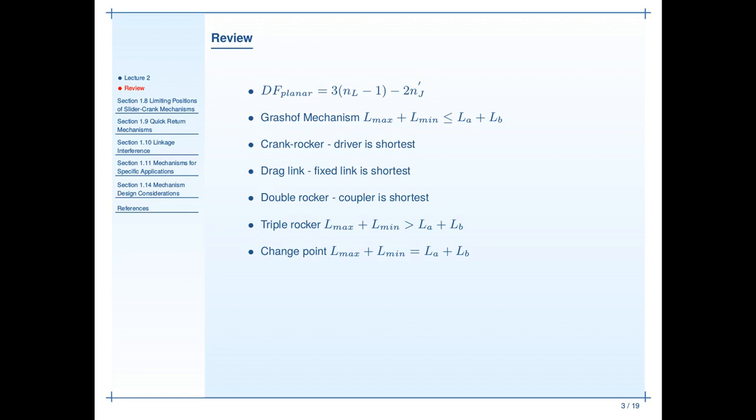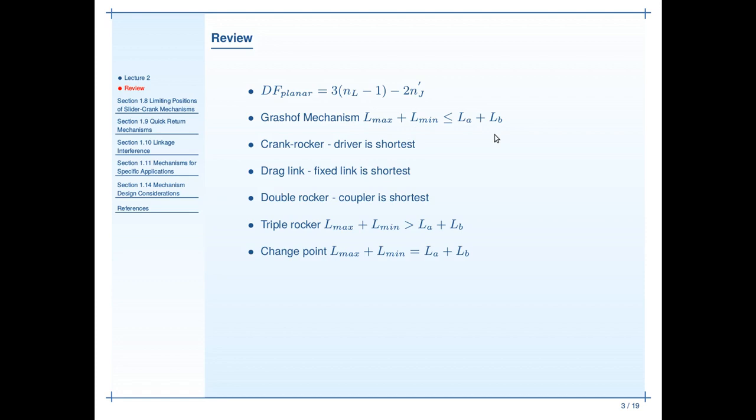Many of the mechanisms that we will be looking at that are of practical use in engineering practice will be Grashof mechanisms. A Grashof mechanism is a mechanism where one link is capable of revolving 360 degrees, so it can go completely around. These can be defined and determined by this very simple equation. The length of the maximum link plus the length of the minimum link are less than or equal to the sum of the other 2 link lengths.